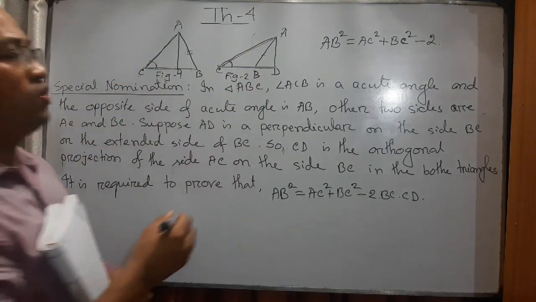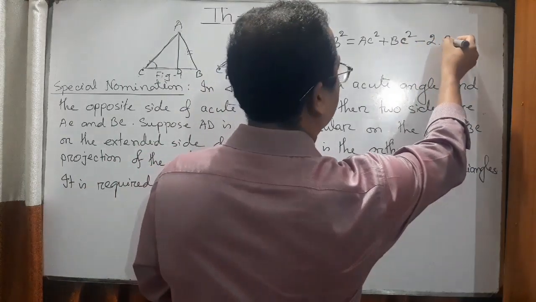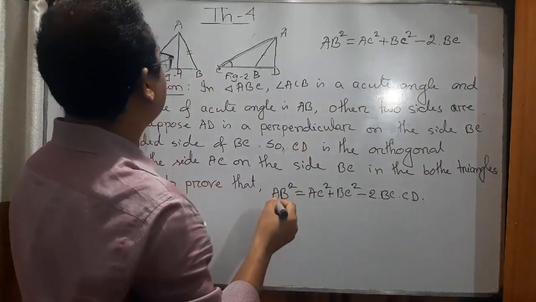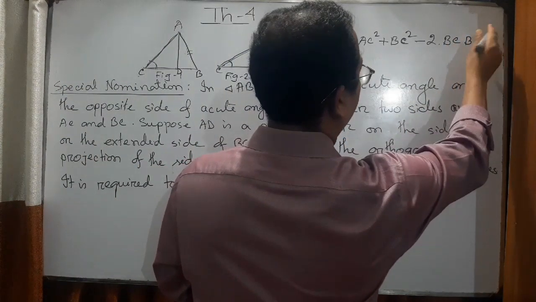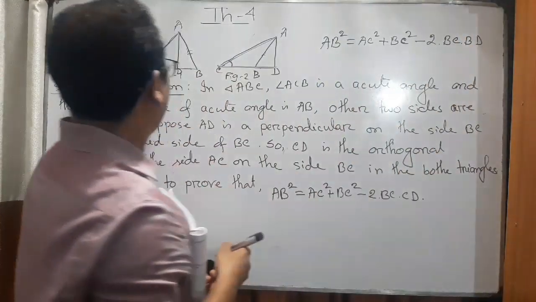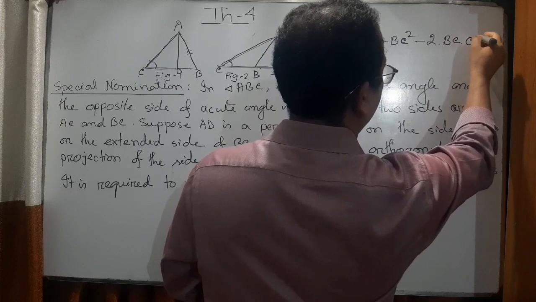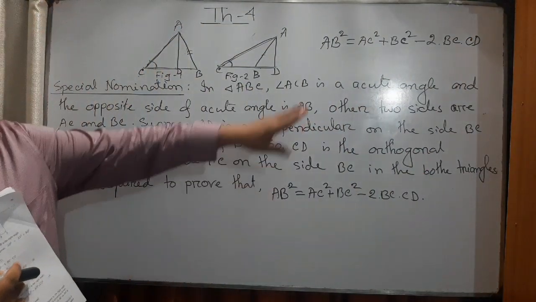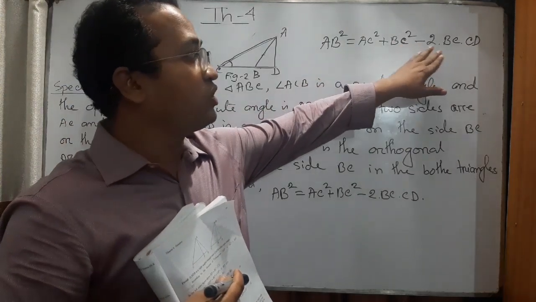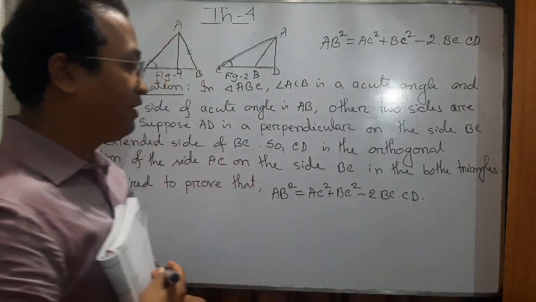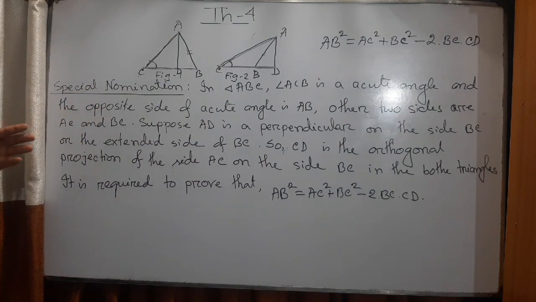Have you understood? So the area of the rectangle: length we consider as BC, and breadth is the orthogonal projection, that is CD. So we have to prove AB square equal to AC square plus BC square minus 2 into BC into CD. Now come to the special nomination.